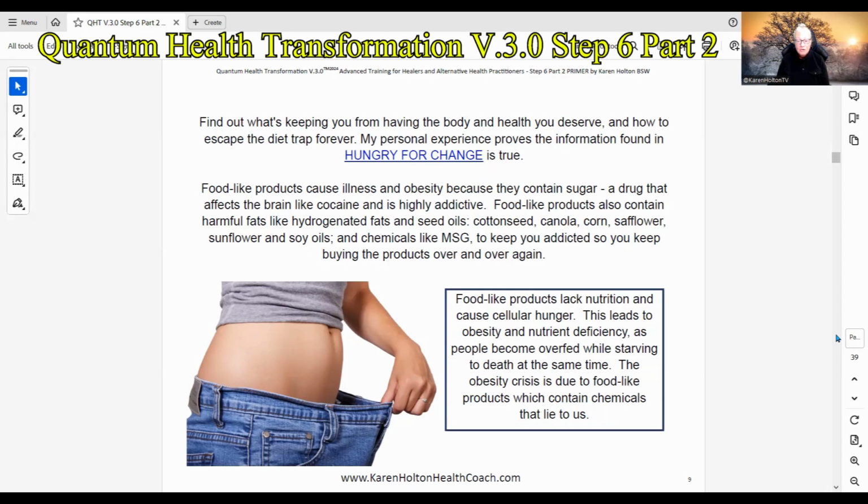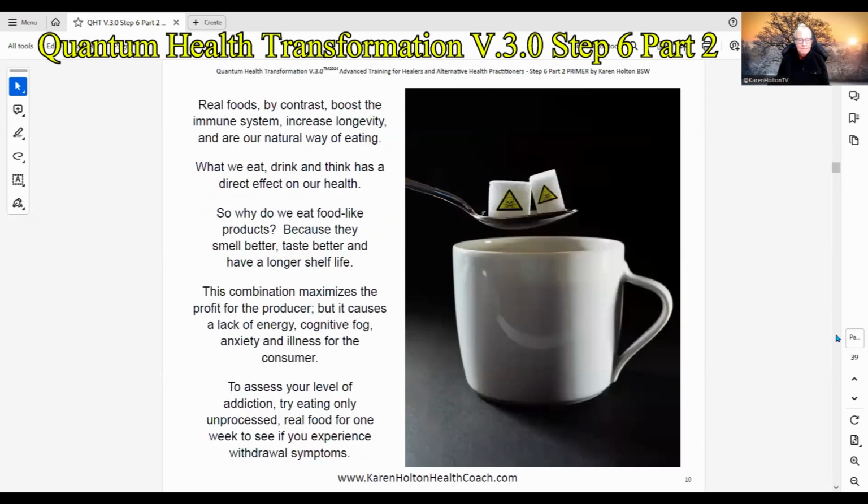Food-like products lack nutrition and cause cellular hunger. This leads to obesity and nutrient deficiency as people become overfed while starving to death at the same time. The obesity crisis is due to food-like products which contain chemicals that lie to us. Real foods, by contrast, boost the immune system, increase longevity, and are our natural way of eating. What we eat, drink, and think has a direct effect on our health.